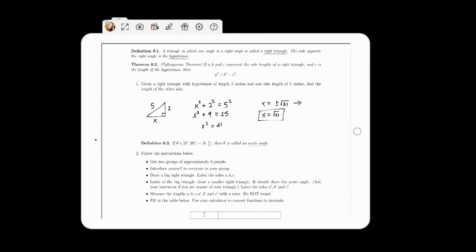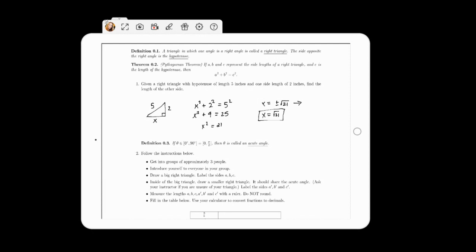Okay, so we'll be using this theorem extensively in the sequel. One more definition. If theta is an angle between 0 and pi over 2, it's called an acute angle.